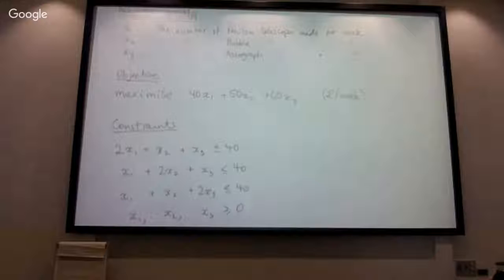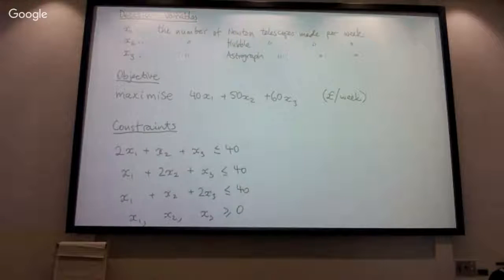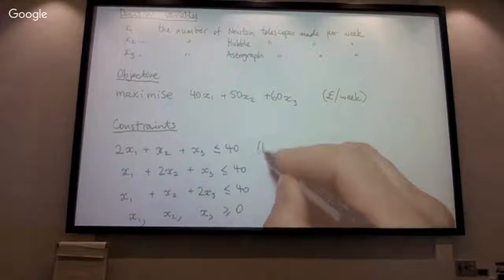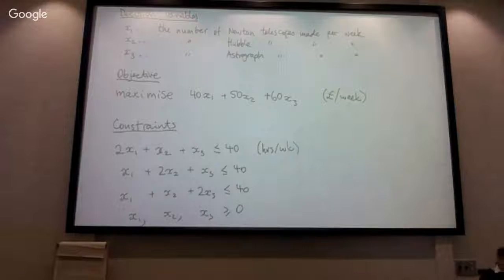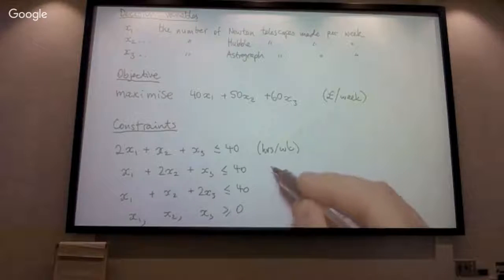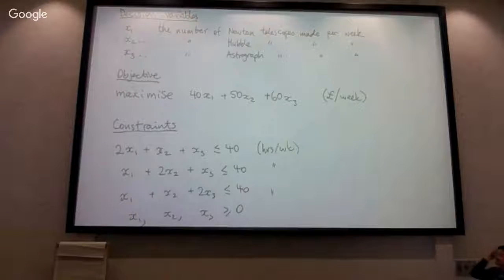And the constraints are like this, because, why? Well, as I just said, this is going to be the number of hours you need in the optics, and the number of hours per week in the optics. So we should put here hours per week. The number of hours per week available in the optics department is 40, and the same for the other two departments.